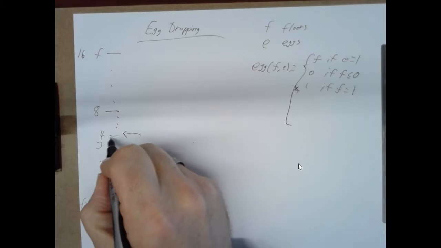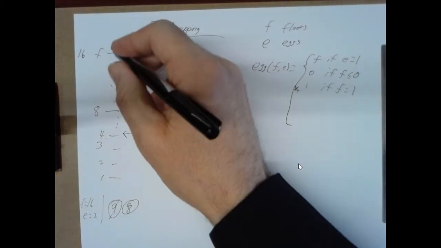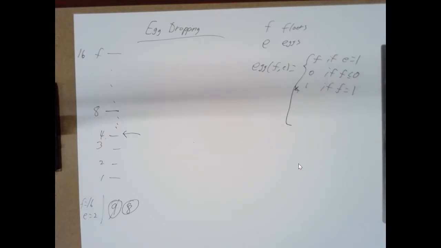Well, if we try it at 4 first, and it survives, then we've got 2 eggs, and we've only got to do floors 5 through 16. So we could split that in the middle, and then depending on whether it survives or not, we might have to go every floor from 5 up to the midpoint. But we can definitely do better than 8 that way.